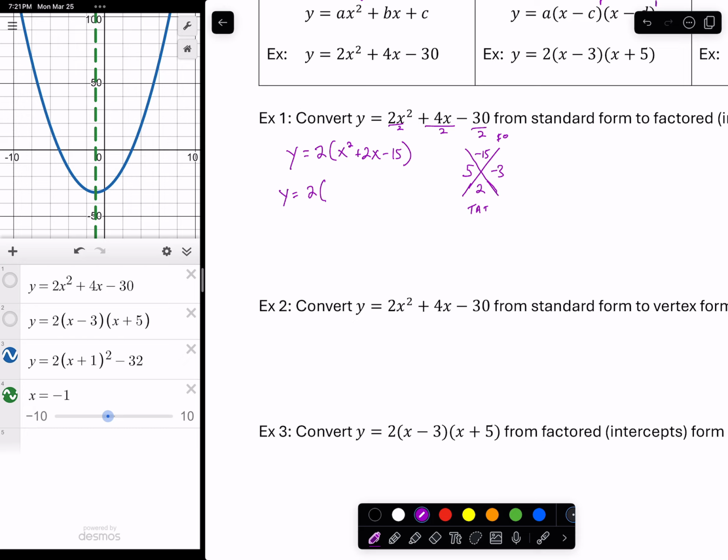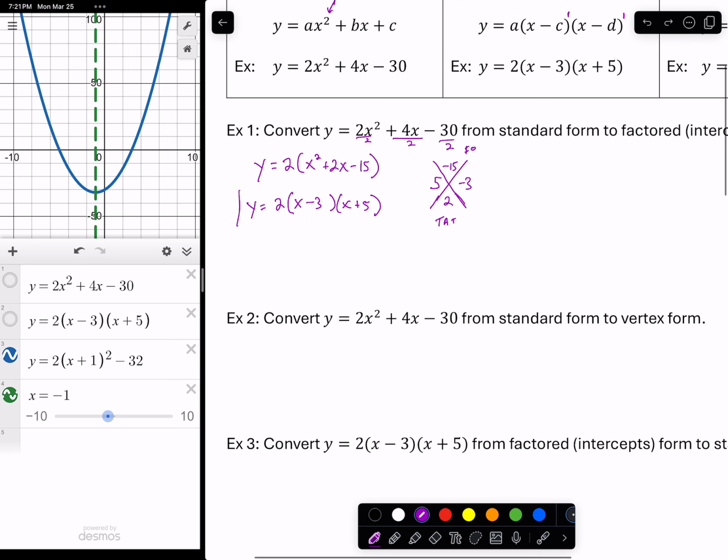Now, the nice thing here is we don't need to split the middle term because A is 1 after we've already factored out the 2. So I get x minus 3 and x plus 5. And that is now in factored form. Remember, there could be other types, so you have to do other versions of factoring. This one was a common factor that turned into a FOTAP.